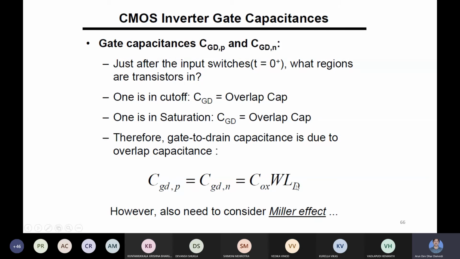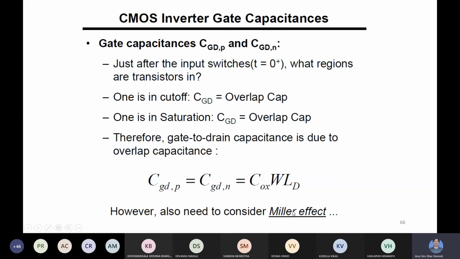COXW into LD. This LD is the overlap distance between source and gate. So how much overlap is there? That is LD. So COXW LD is the CGDP value and CGDN value.